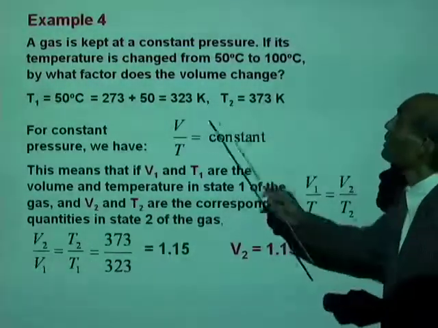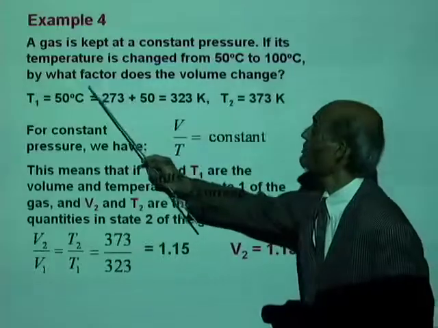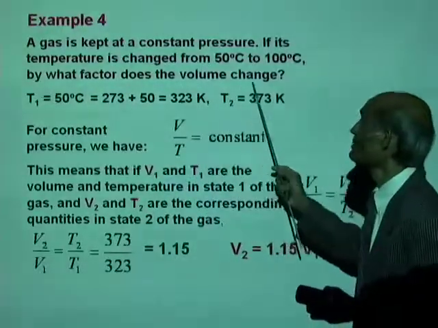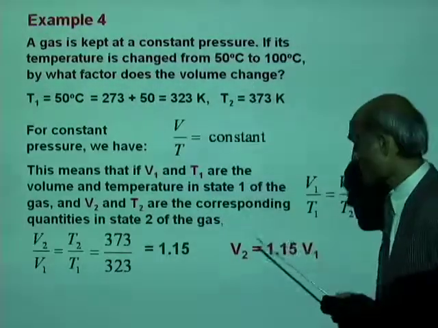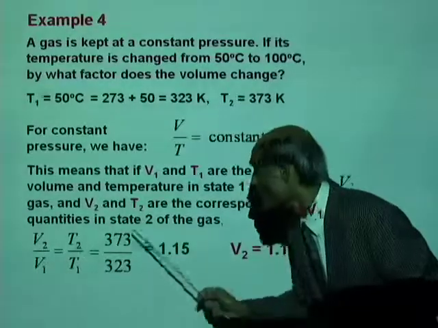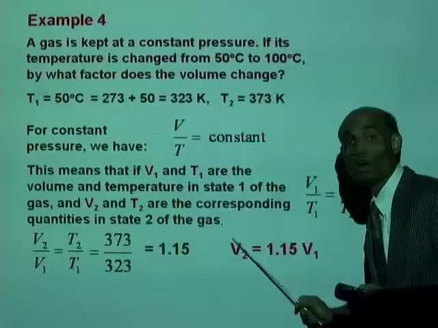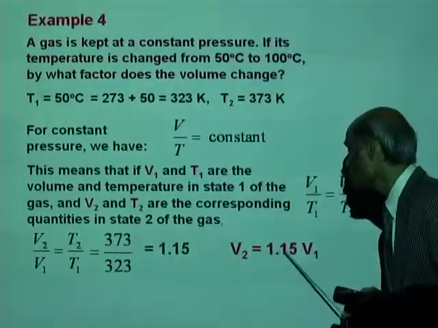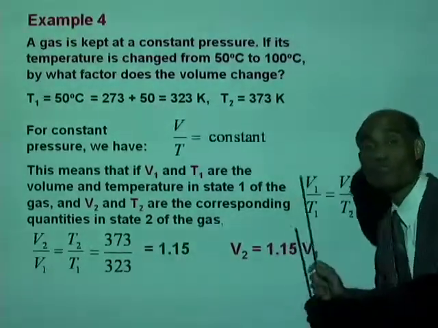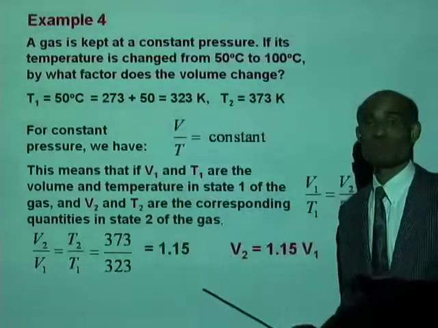That's right. So we have answered this question. By what factor does the volume change? V2 over V1 equal to 1.15 means the final volume is 1.15 times the initial volume.